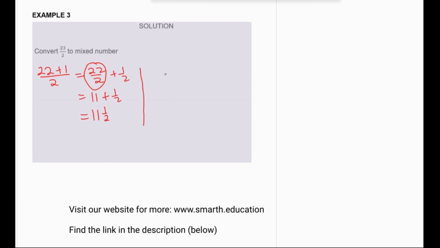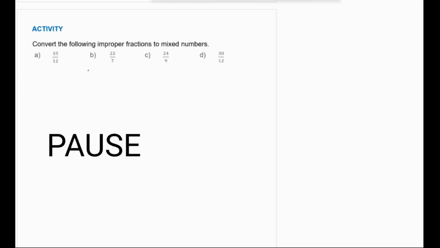The shorter method, like I said, you can say 2 into 2, 1, 2 into 23, 11, remainder 1. Then the remainder becomes the numerator, and then our denominator is 2. So it's 11 and a half. You may pause the video here and convert these four improper fractions to mixed numbers.